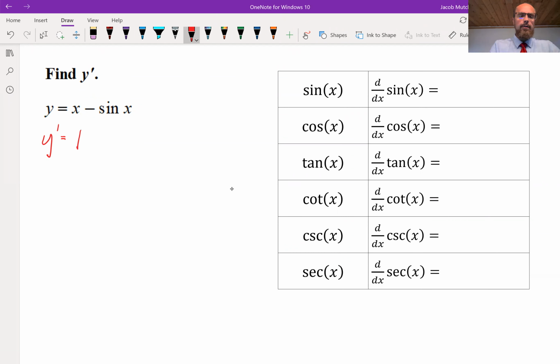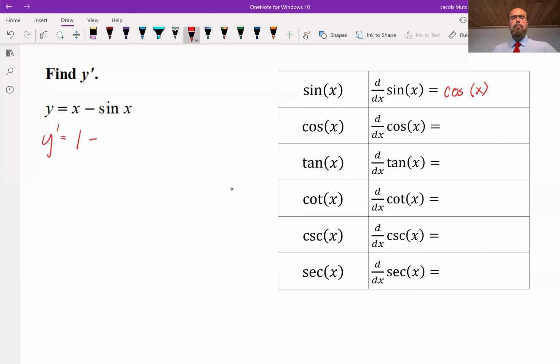And then I'm going to also find the derivative of the difference, sine of x. So what we need really is our rule for the derivative of the sine of x. Here in our chart, that's our first entry. So if I've got that function, its derivative, d dx sine of x, is going to be cosine of x.